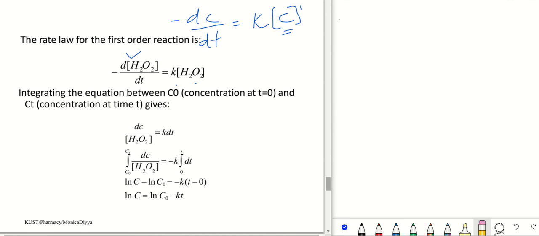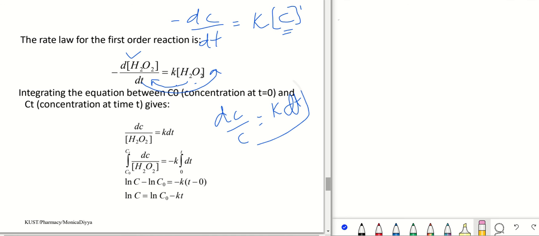Now just like we have done the integration between the initial concentration and the concentration at that particular time interval, similarly, if we do the same thing in this first order reaction, we'll get this one. So let's take the concentration terms on one side and the time terms on the other side. So to make it simple, dC by C is equal to K into dt.